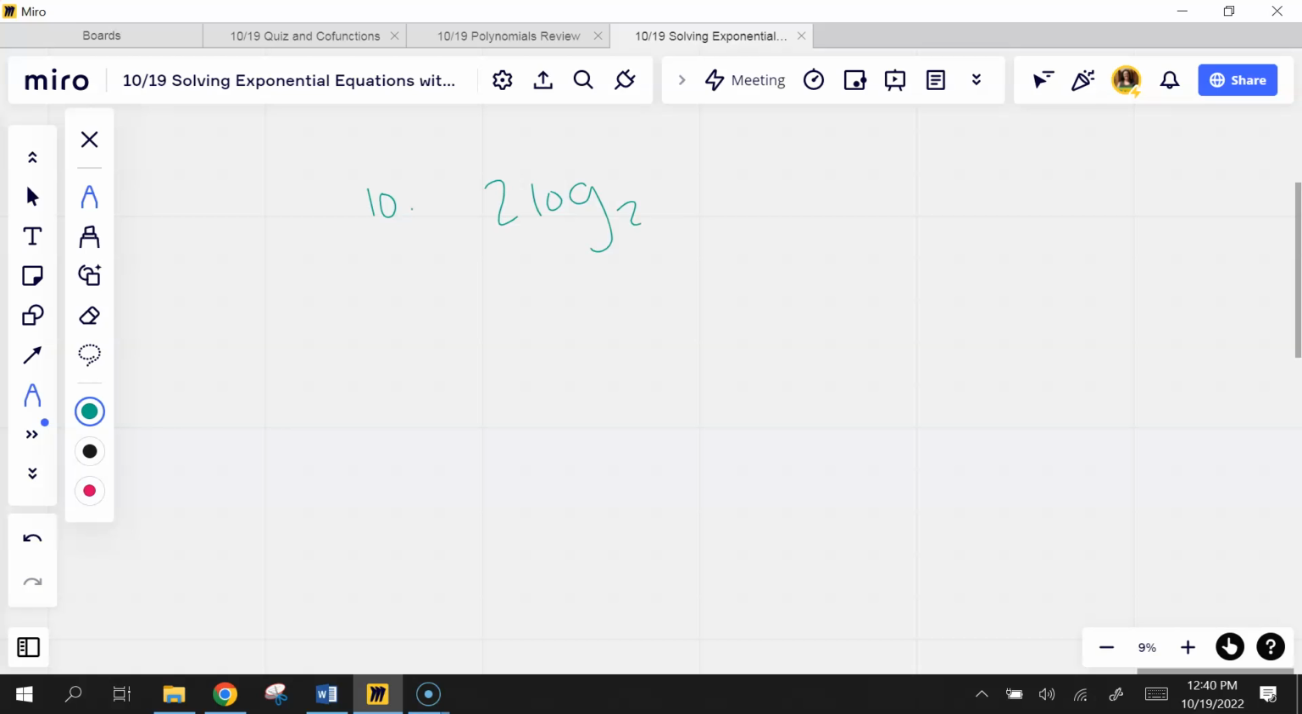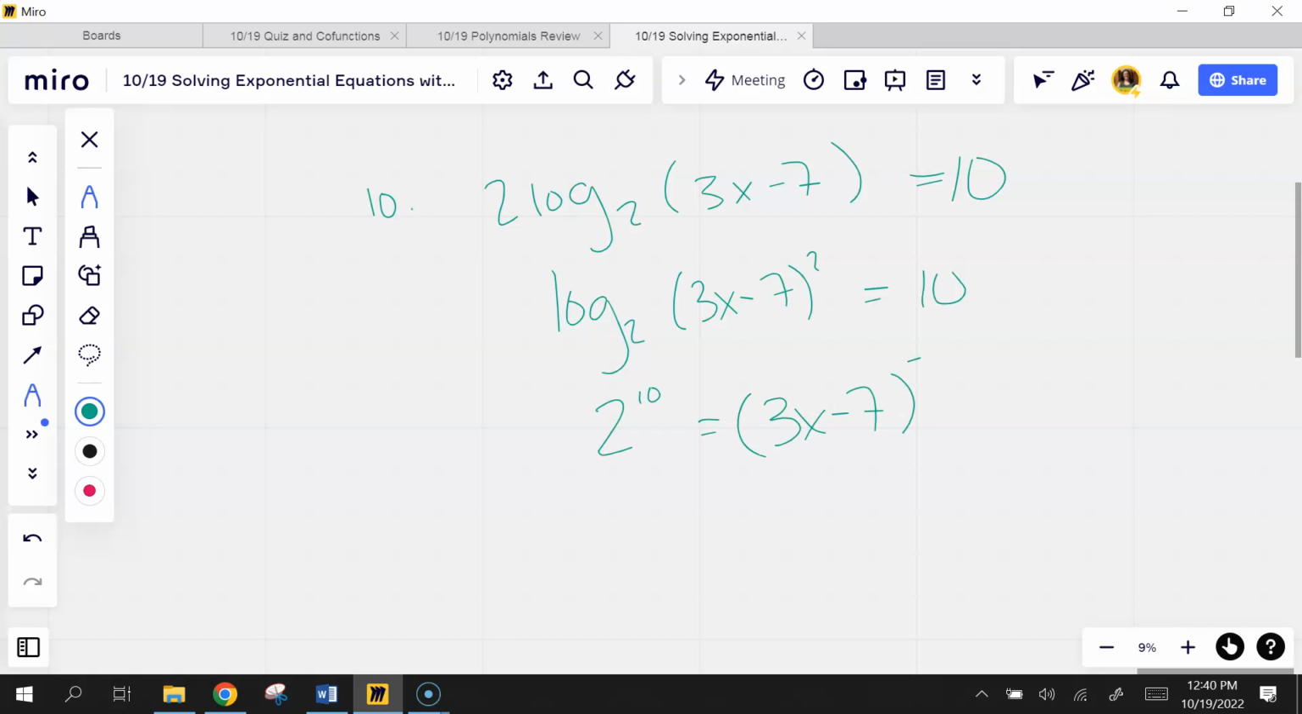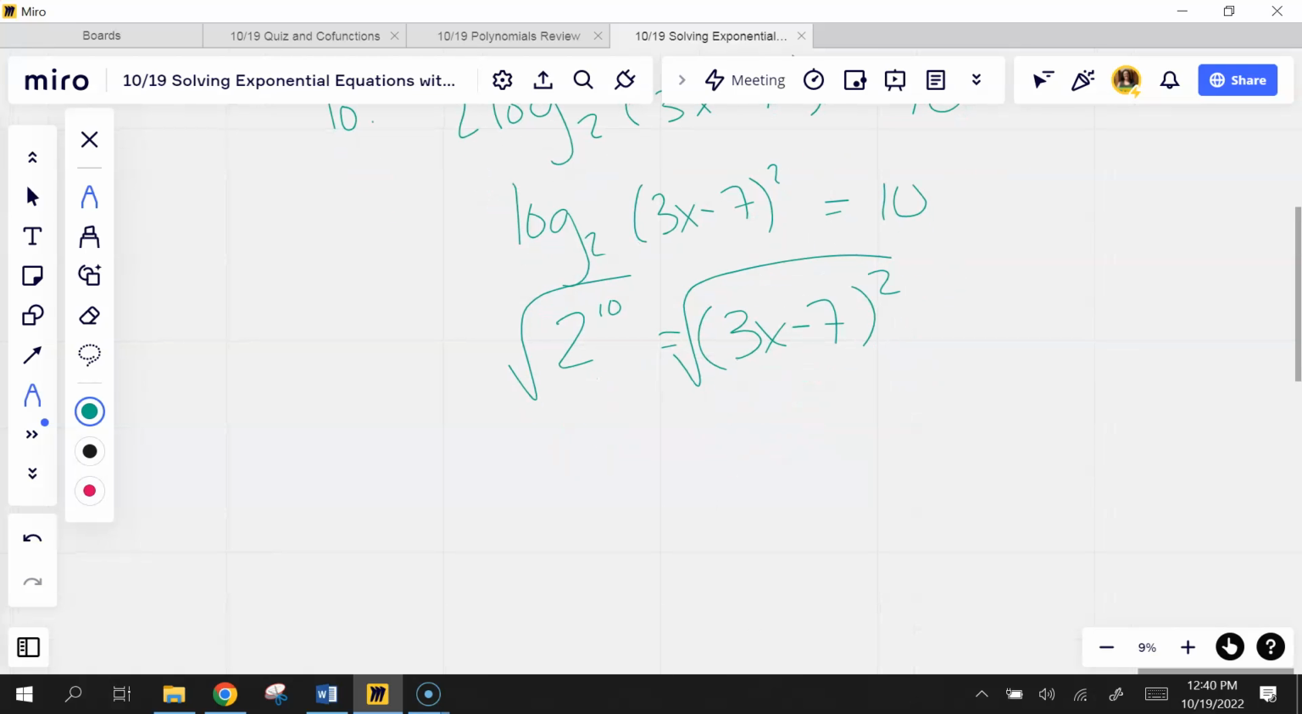Number 10: 2 log base 2 of (3x minus 7) equals 10. The only thing I will caution you, Mac, if you do that, is that you might have a real solution that's the negative of the square root. So whenever I change the form on this, it's 2 to the 10th equals (3x minus 7) squared. When I take the square root here, I get a plus or a minus, right?